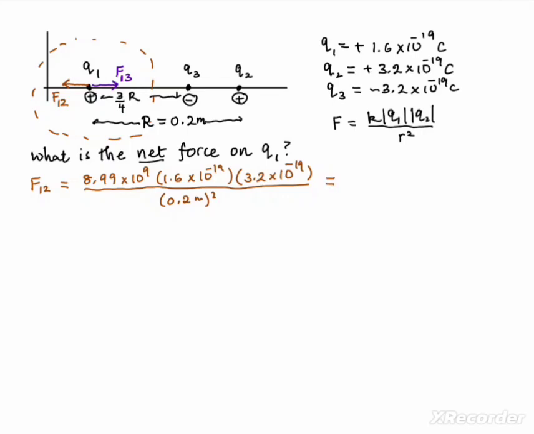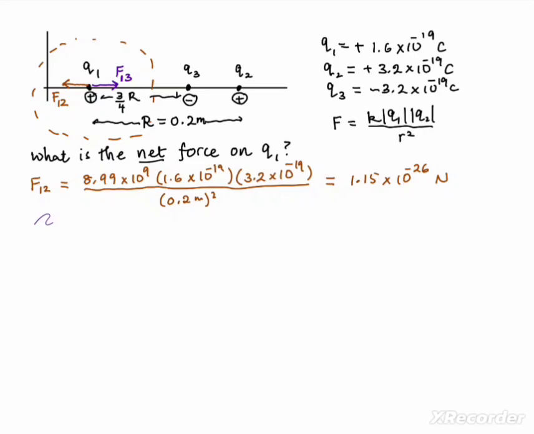This value gives us 1.15 times 10 to the negative 26th newtons. Make sure that the charges are in coulombs and the distance is in meters. If it's in kilometers or centimeters or millimeters, then you have to convert it into meters.